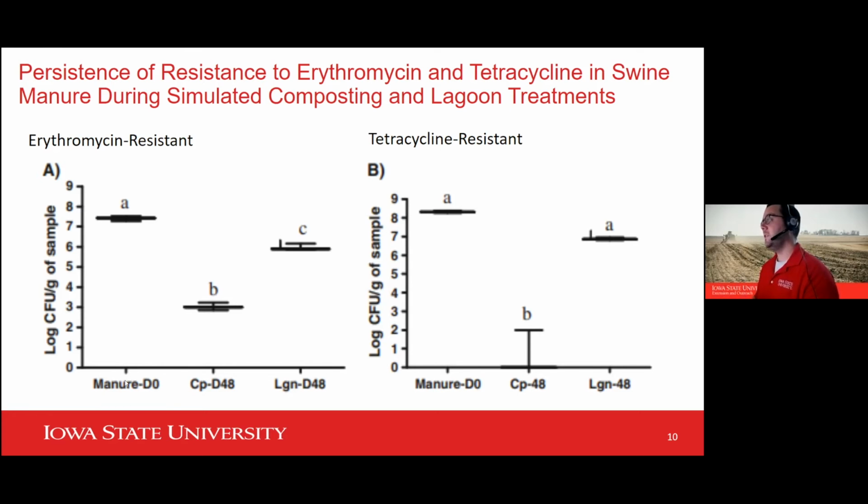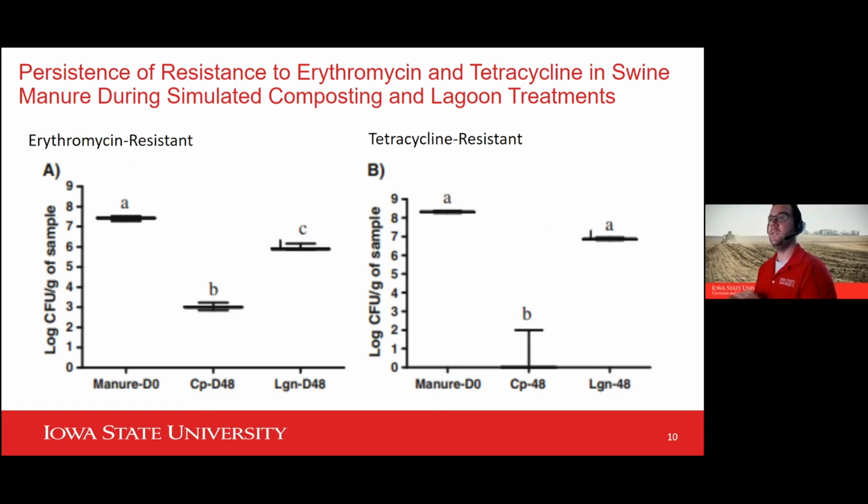They have that original manure, so it's DO, and they measured the log number of colony forming units per gram of sample. And in this case, that is a liquid manure, and they did it for both erythromycin resistant bacteria, so counting the number of bacteria that grew on a plate with a certain concentration of erythromycin on it, and then they did the same thing for tetracycline. And then they looked at two different treatments. What happens if we're actively composting that treatment?